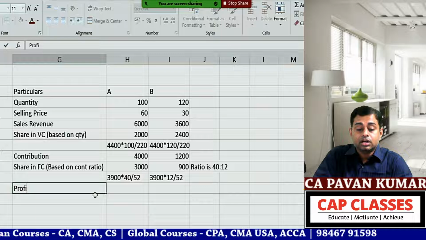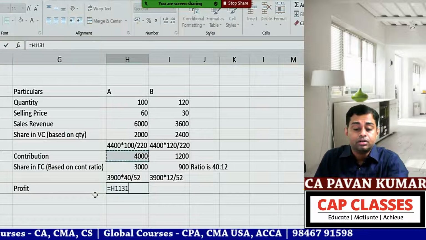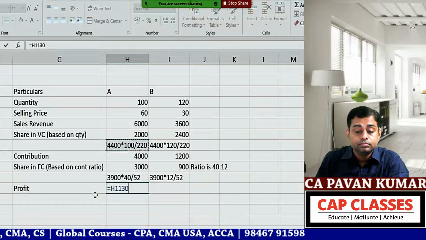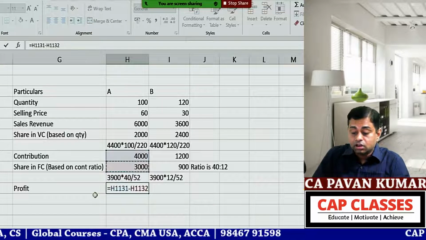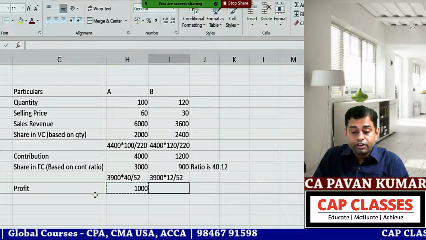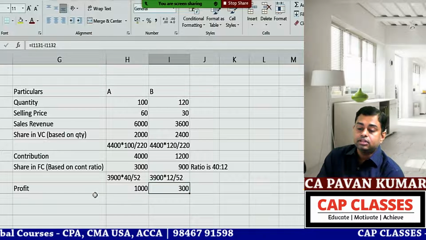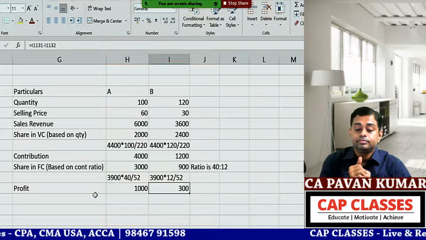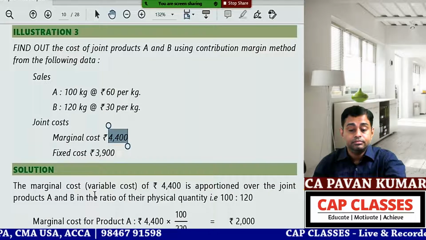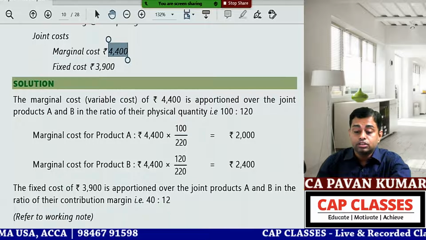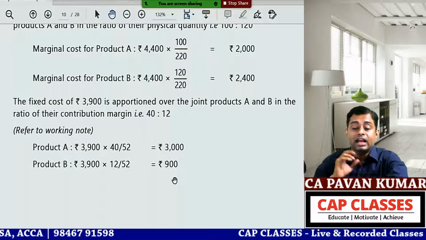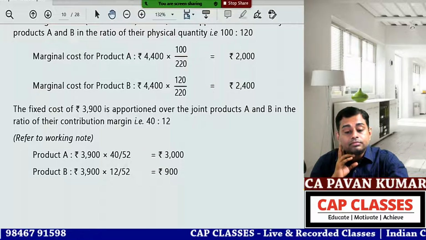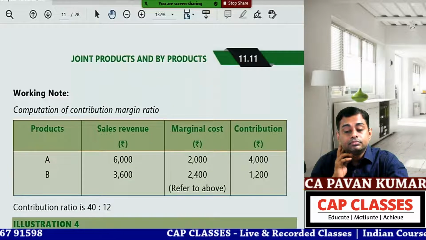Contribution minus fixed cost is called profit. They have not asked this, but still if you want to do, you can do. So profit is 1,000 here, profit is 300. That's all. So you understand this? Check the answers: 2,000, 2,400, 3,000 and 900. These are the answers we have got. Correct?